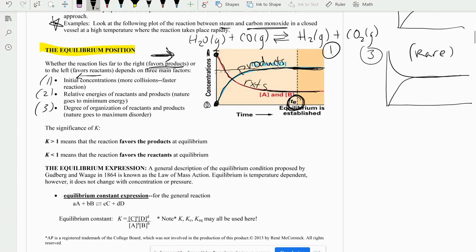The second thing that depends on the equilibrium position is the relative energies of the molecules or substances reacting and being produced. And the third thing that's going to affect the equilibrium position is the degree of organization of the reactants and products. And remember, that is basically the position or orientation of the substances.